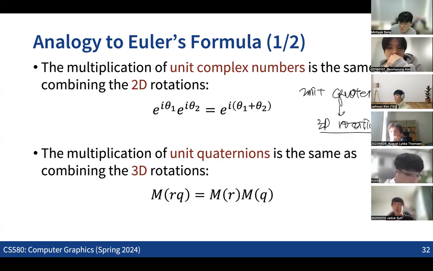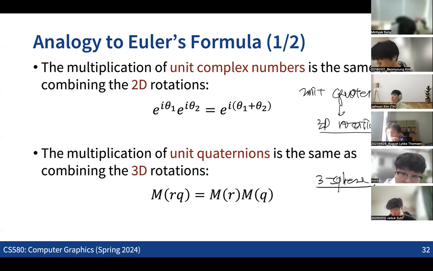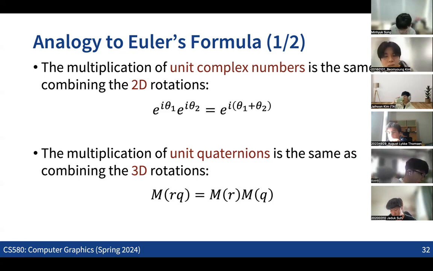So in the 2D case, we just need to draw the unit circle, and one of the points there corresponded to a 2D rotation. And for the 3D case, now we are thinking about a 4-dimensional sphere, which is called the 3-sphere. Actually, the 3-sphere means a hypersphere in the 4-dimensional space. And any point on the hypersphere in the 4-dimensional space now corresponds to a 3D rotation.